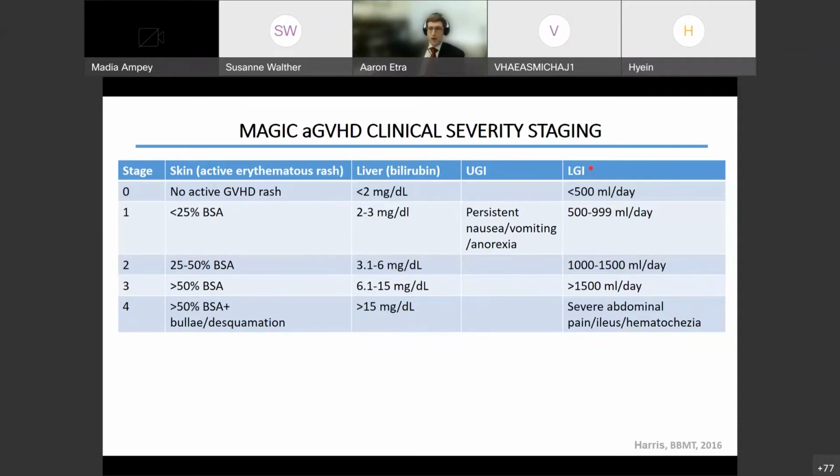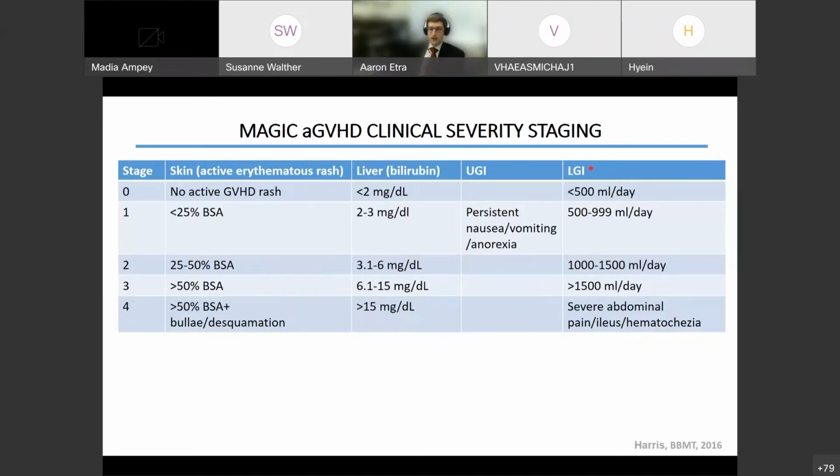And stage 4 would be generalized erythroderma, so over 50% of the body surface area, accompanied by bullae and/or desquamation. Liver GVHD is characterized, at least in the acute setting, by the degree of hyperbilirubinemia, with mild hyperbilirubinemia reflected in a lower stage, and more severe hyperbilirubinemia reflected in increasingly worse stages. Upper GI GVHD is staged in a binary fashion. It is either there or it is not. And the characteristics of upper GI GVHD include persistent nausea, vomiting, and anorexia.